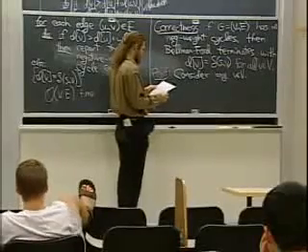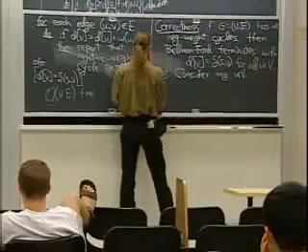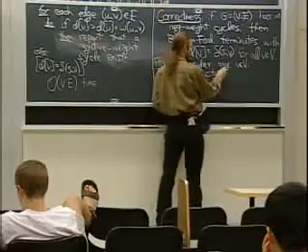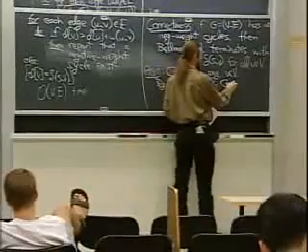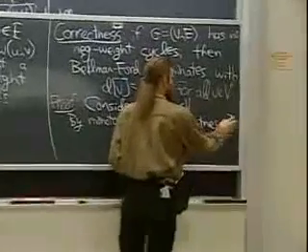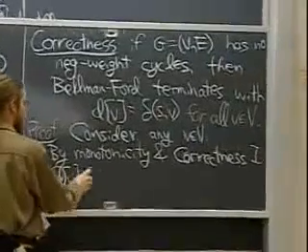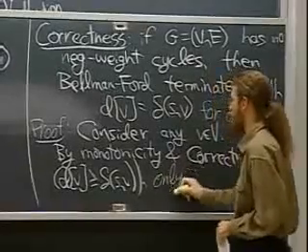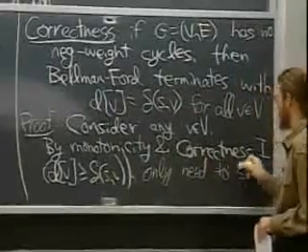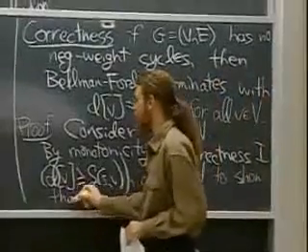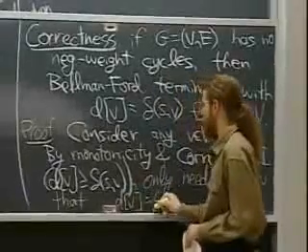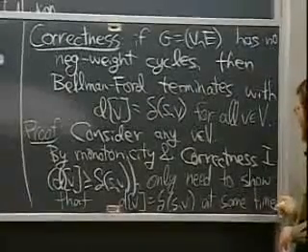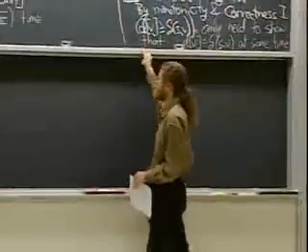So that's by monotonicity of the d values and by correctness part one, which was that the d of v's are always greater than or equal to the deltas. We only need to show that at some point we have equality. So that's our goal.